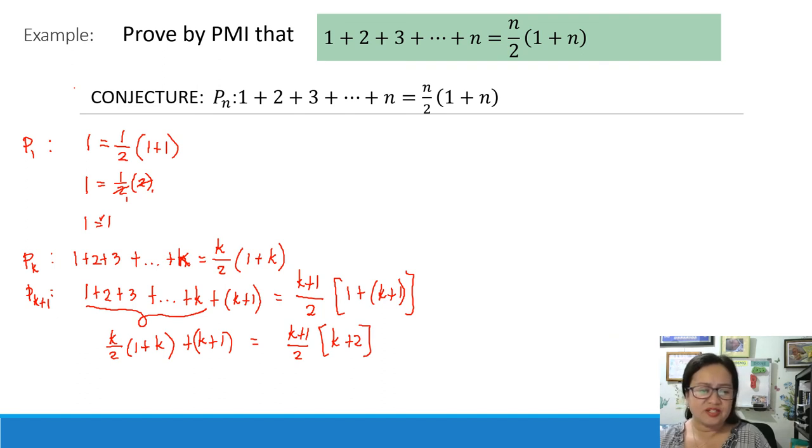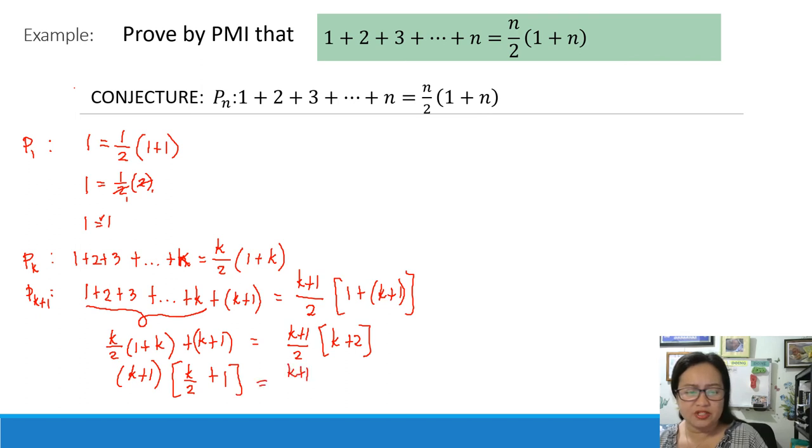Simplifying this, we know that there is a common factor k plus 1 or 1 plus k. Now, since we have k plus 1 on the right side, then we just follow k plus 1. Dividing the first term by k plus 1, you will have k over 2, whereas dividing k plus 1 by k plus 1, you will have 1. Then we just copy k plus 1 over 2, then we have k plus 2.